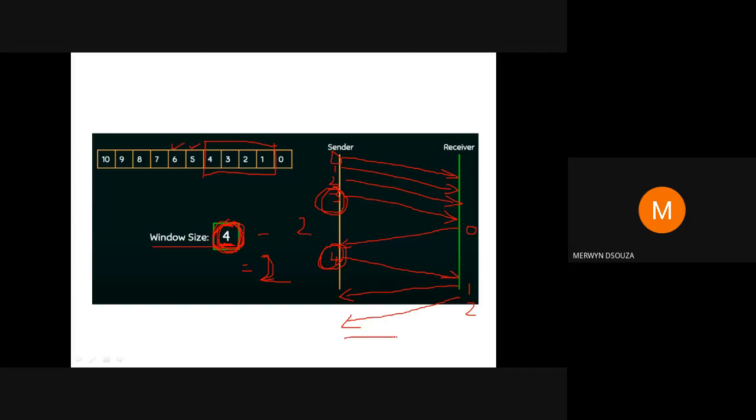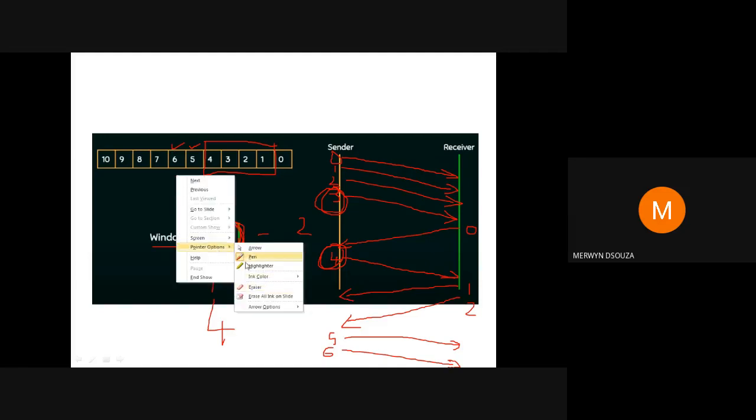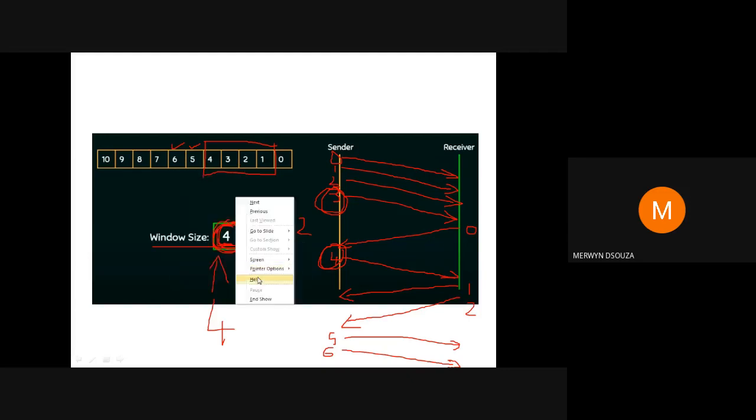Now it can send 5, it can send 6. When it sends 5 and 6, how many packets is it waiting for acknowledgement? 4 packets: 3, 4, 5 and 6. So this number 4 is equal to the window size. When it is equal to the window size, the sender will have to stop the transmission. Now this is your window.